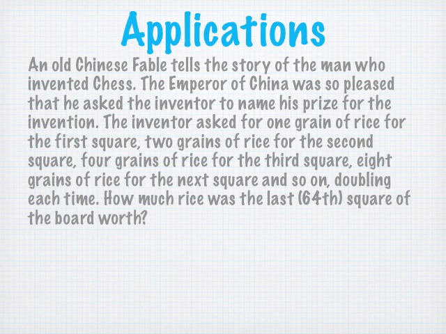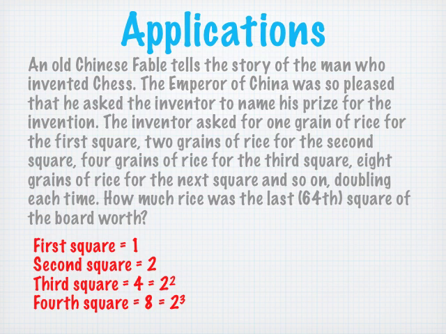An old Chinese fable tells the story of a man who invented chess. The Emperor of China was so pleased that he asked the inventor to name his prize for the invention. The inventor asked for 1 grain of rice for the first square, 2 grains of rice for the second square, 4 grains of rice for the third square, 8 grains of rice for the next square, and so on, doubling each time. How much rice was just the last, or the 64th square of the board worth?